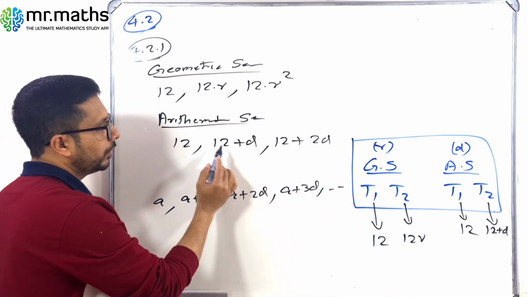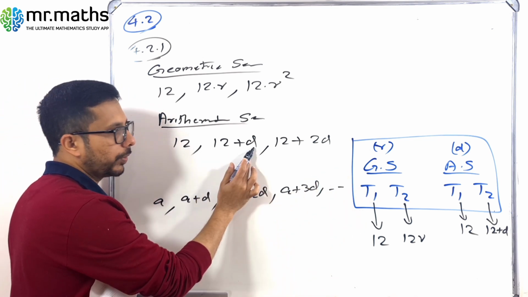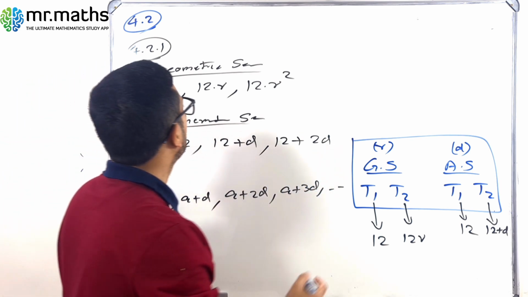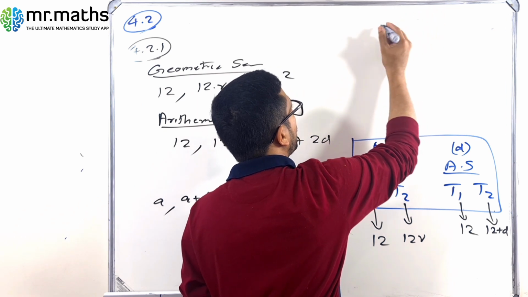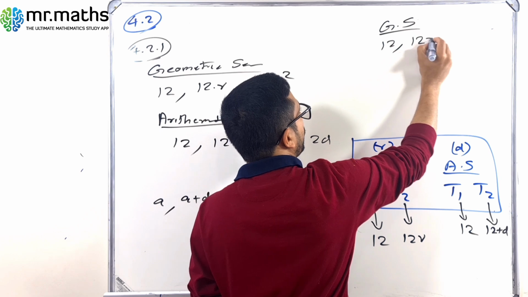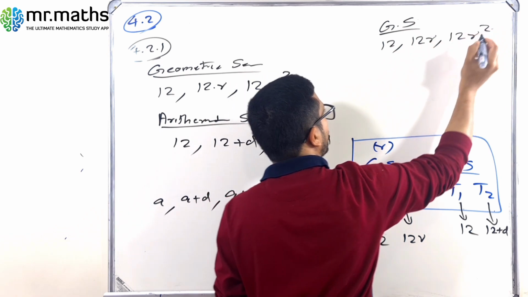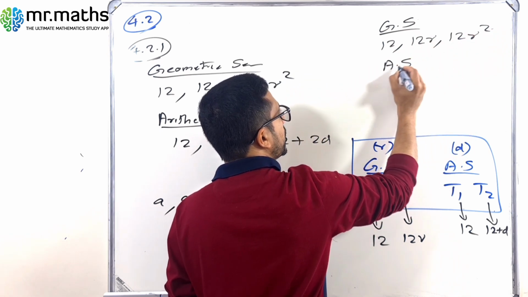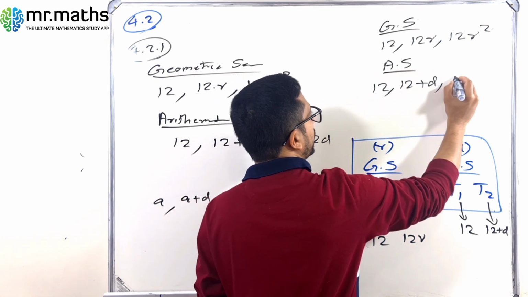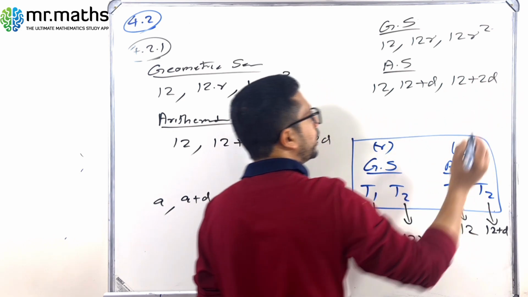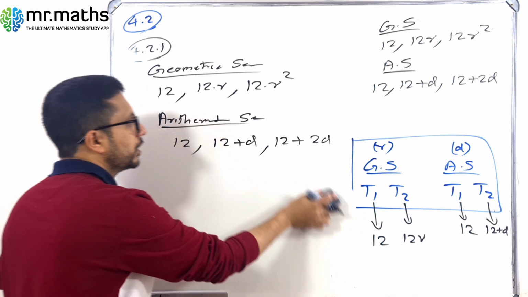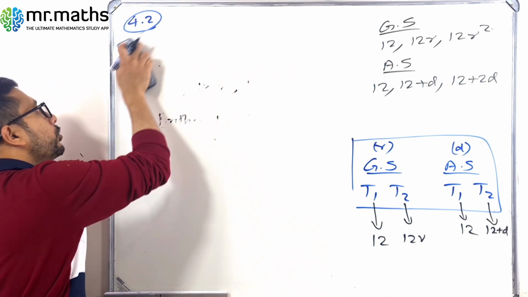It's going like that. Am I right? So here the first term is 12, the second term is 12 plus D, the third term is 12 plus 2D. So what is the geometric sequence? Let me write it here. Geometric sequence, what are the terms? 12, 12R, 12R square, first three terms. Arithmetic sequence, what are the terms? 12, 12 plus D, then 12 plus 2D. Those are the first three terms of the arithmetic and geometric sequence. So that is question number 4.2.1.